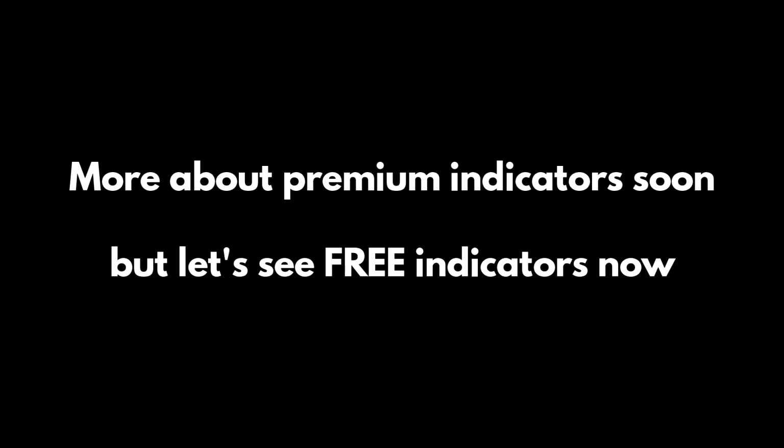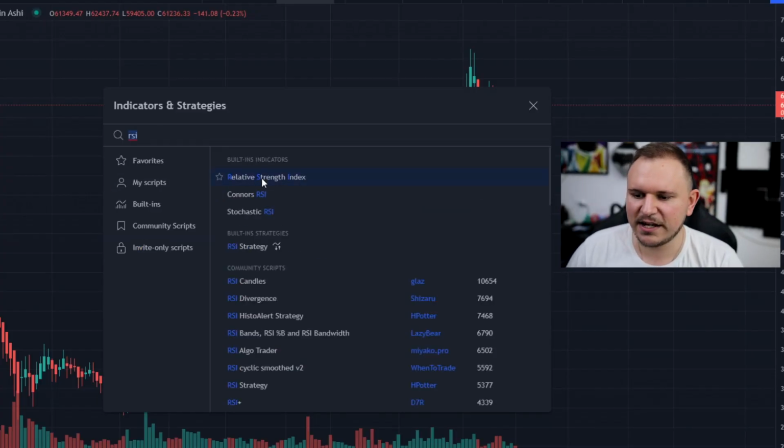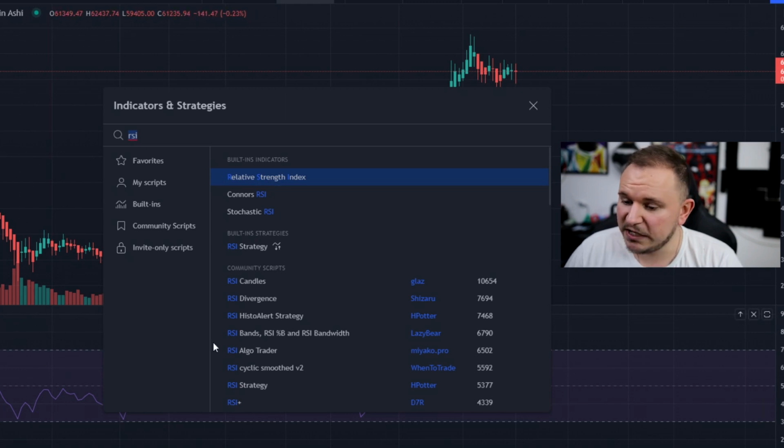Right now, I just want to turn everything off. This is how you would normally see a chart, right? And I want to show you some of the free indicators that I use most of the time. So if we go to the indicators tab, I would usually search for the RSI, the relative strength index, because the RSI is really important to me. The RSI is something that I can read very much easily.